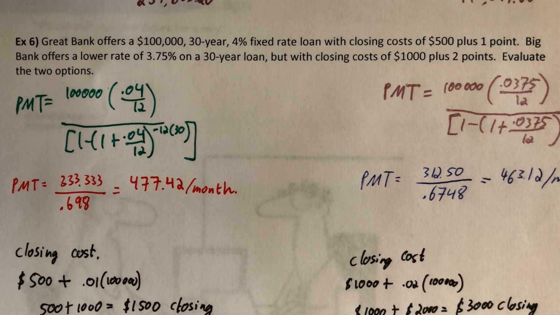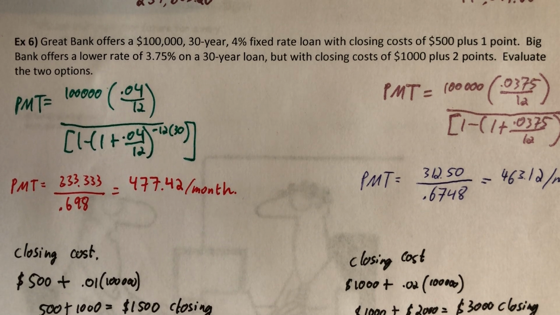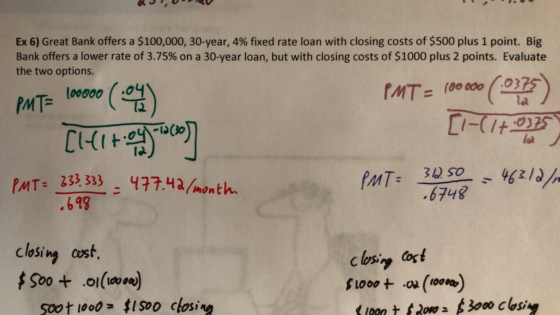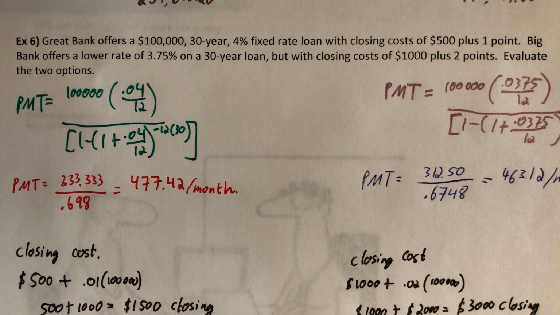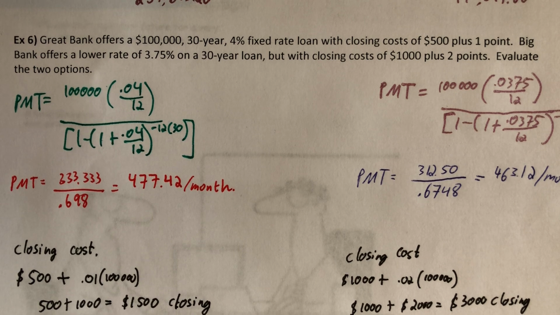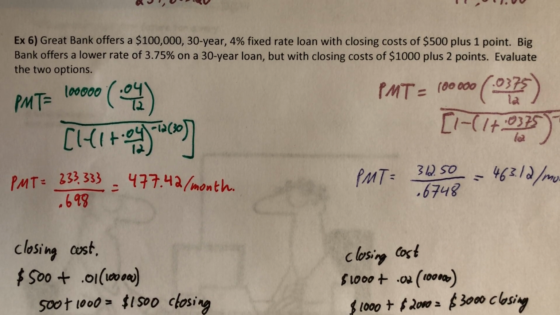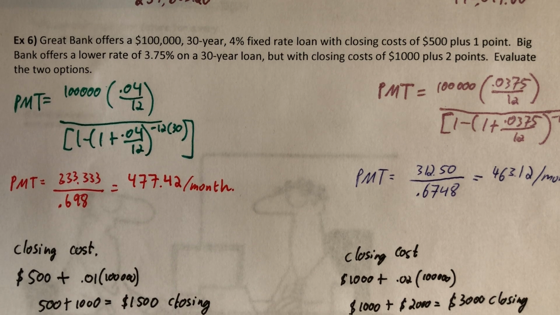So for Great Bank, 100,000 times 0.04 divided by 12. Hopefully by now we're getting very comfortable plugging these into the formulas. Brackets 1 minus parentheses 1 plus 0.04 divided by 12, close parentheses, raised to the negative 360th. And we would get a monthly payment of $477.42 per month.